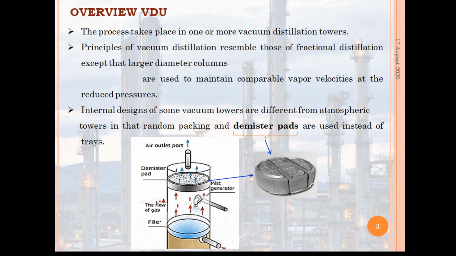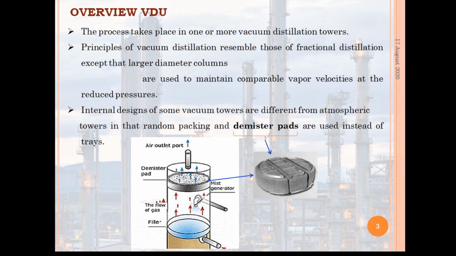Next are some more points regarding this overview. First, the separation process inside this vacuum distillation takes place in one or more vacuum distillation towers. It is based on your feed, that is, your reduced crude. What types of reduced crude are produced from that atmospheric column?